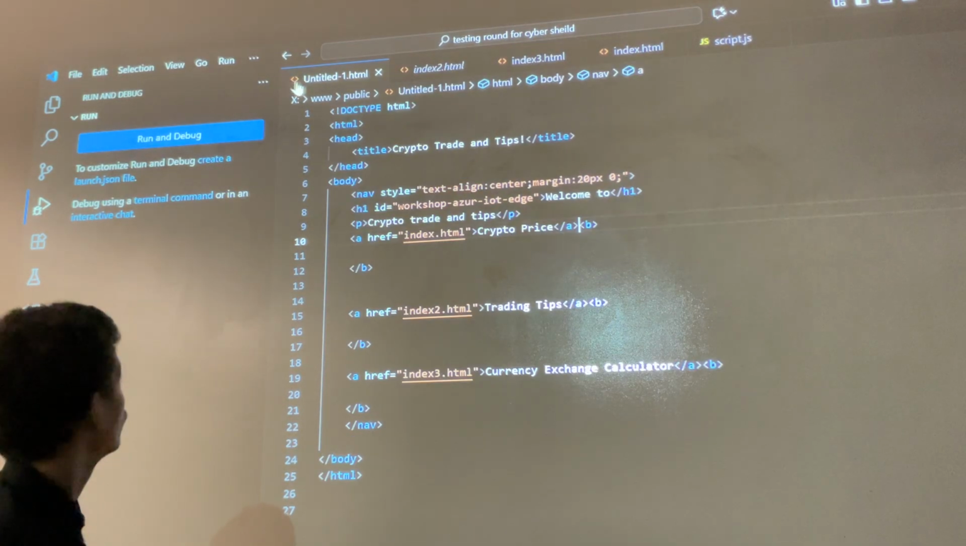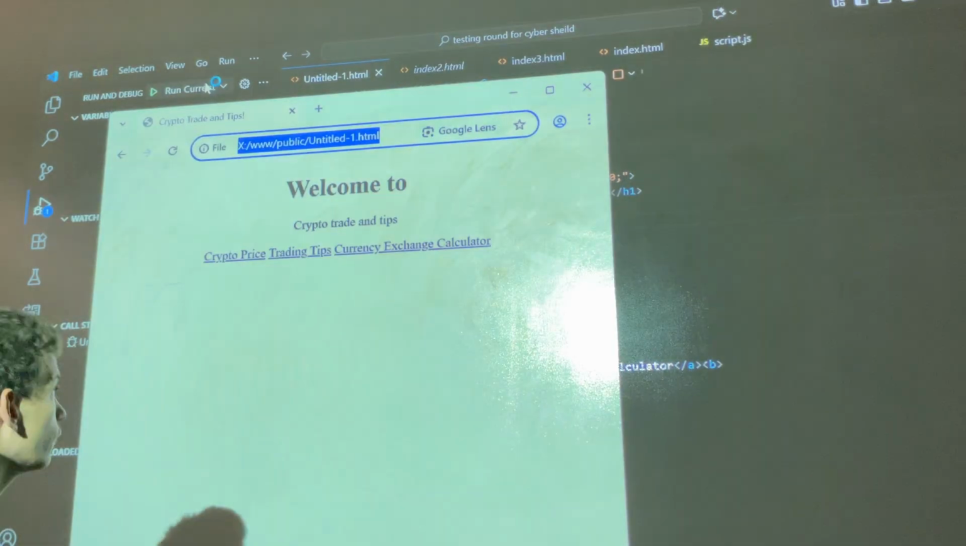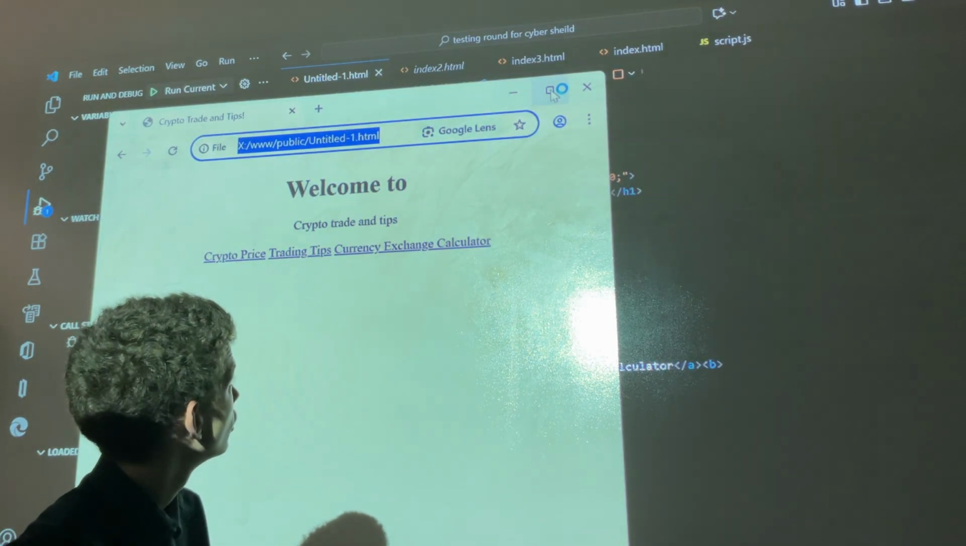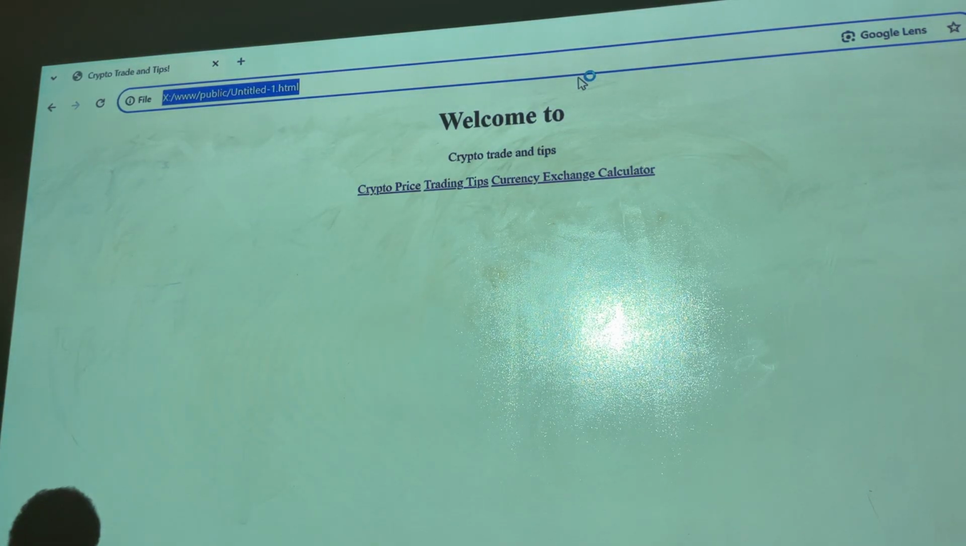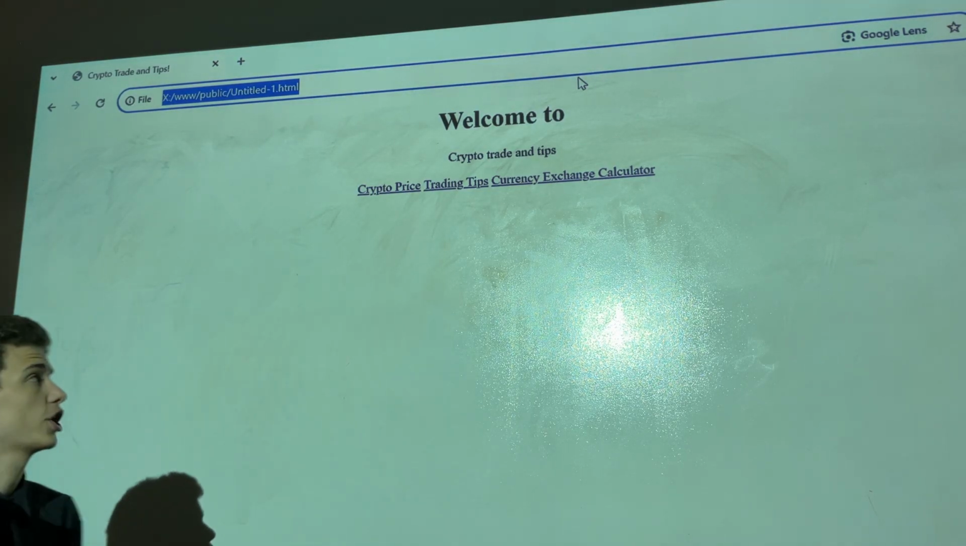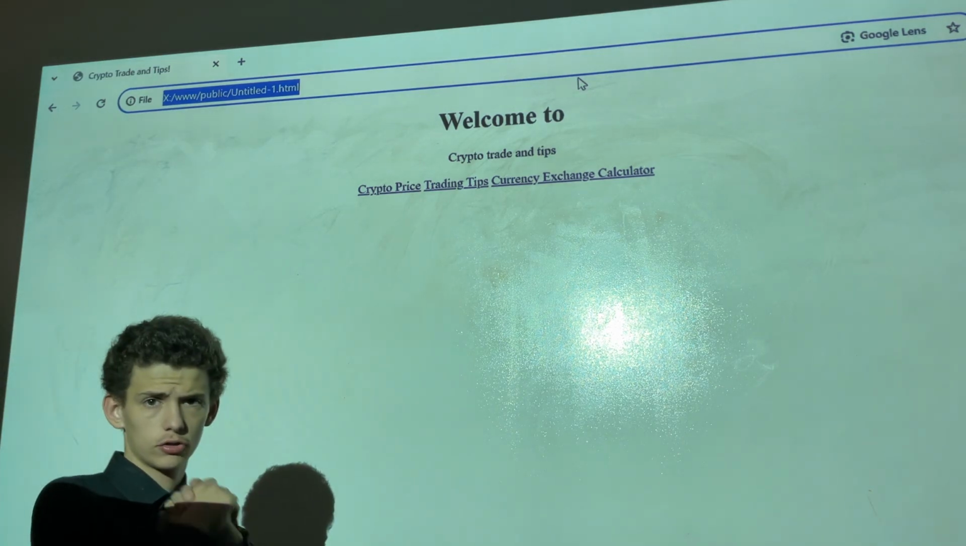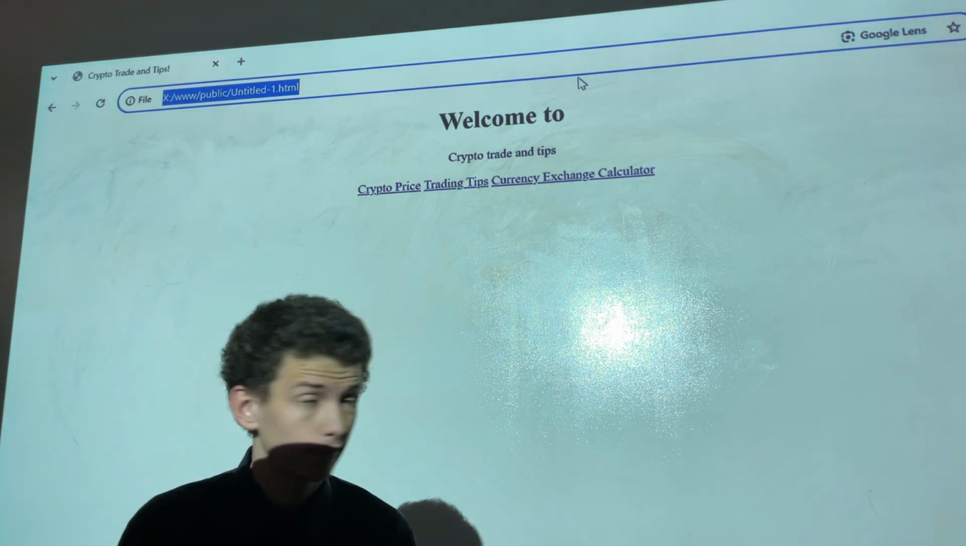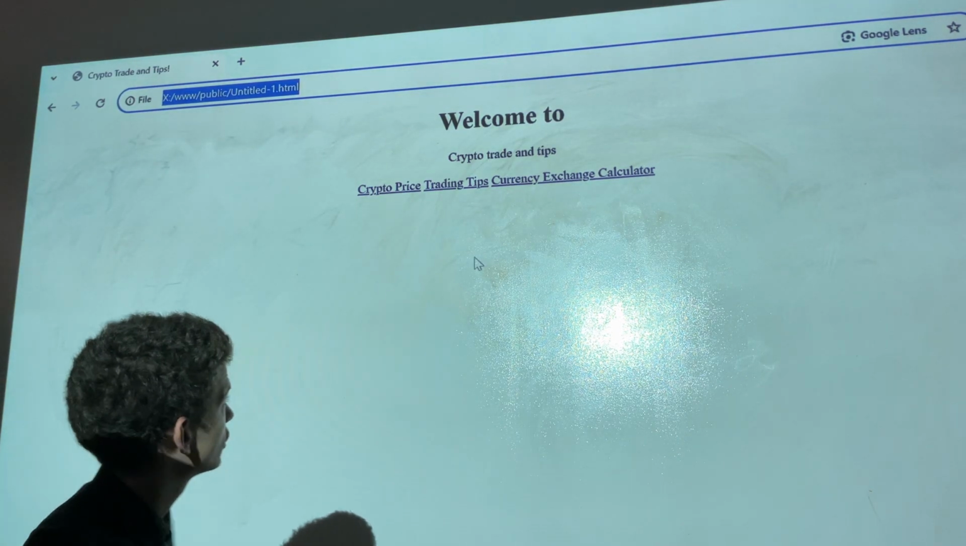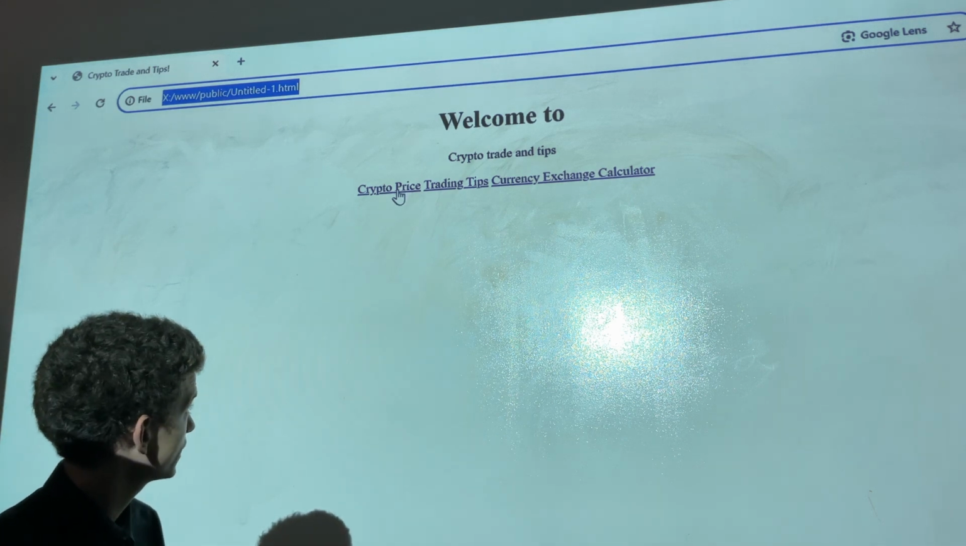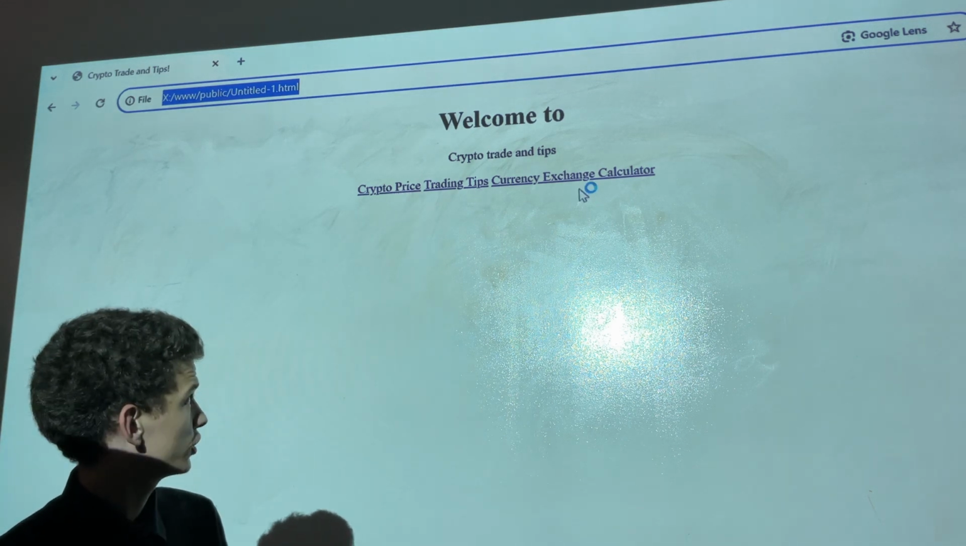So now let's actually run this and show you a demo of what it looks like in progress. You launch it and get brought to a welcome screen, which says welcome to crypto trade and tips. And so you have currency prices, trade tips, and exchange.